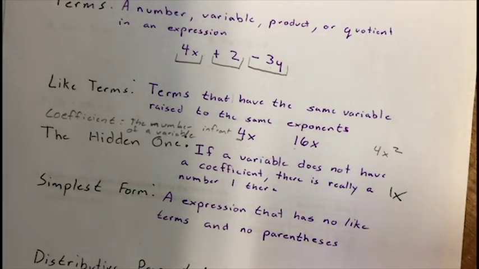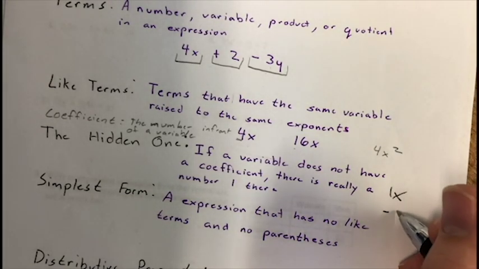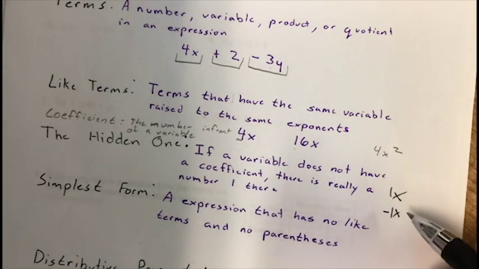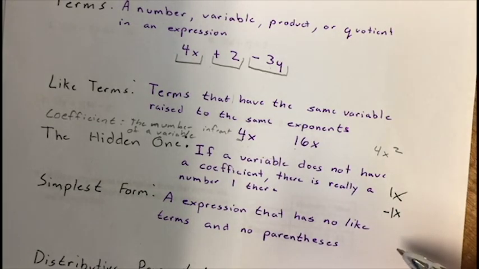All right? And this is also true if I have a negative x. Well, what does that mean? Well, technically, there's a 1 there. That's a negative 1x. This is very important that you remember this, because later on when you get into real, true algebra, this is a big deal.